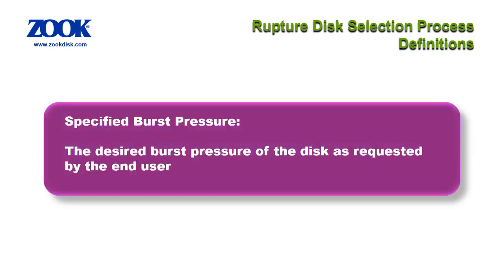Specified burst pressure is defined as the desired burst pressure of the disc. This information is normally provided by the customer or the end user. This is the pressure at which the disc is required to burst as specified by the end user. Typically, a process engineer determines the specified burst pressure in their overall system design calculations, and this requirement is provided to the disc manufacturer to manufacture the rupture disc.